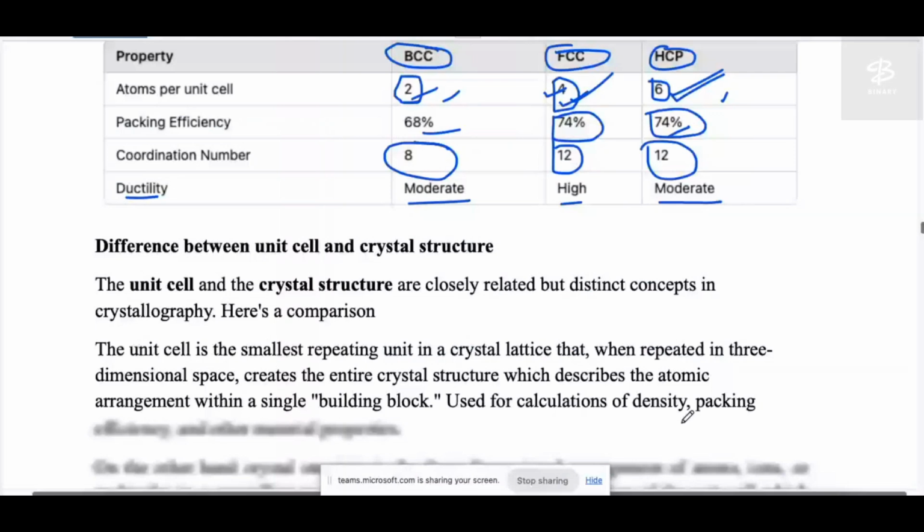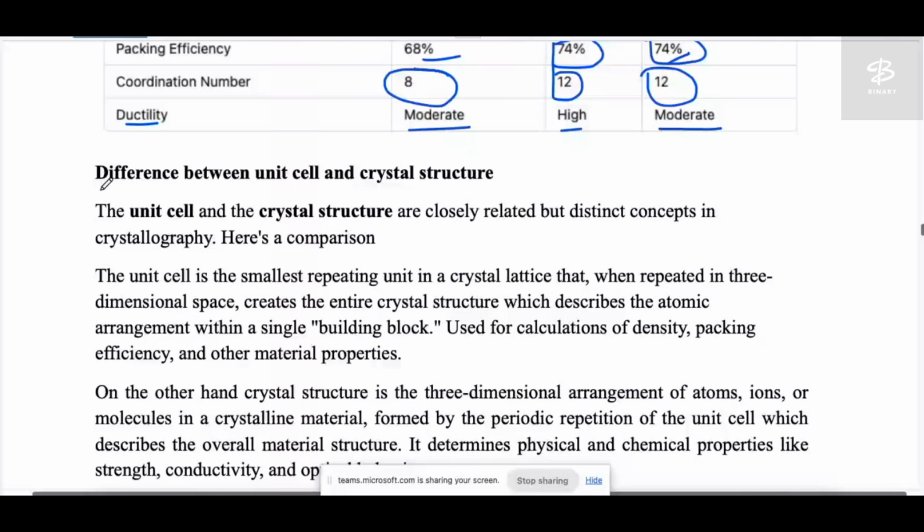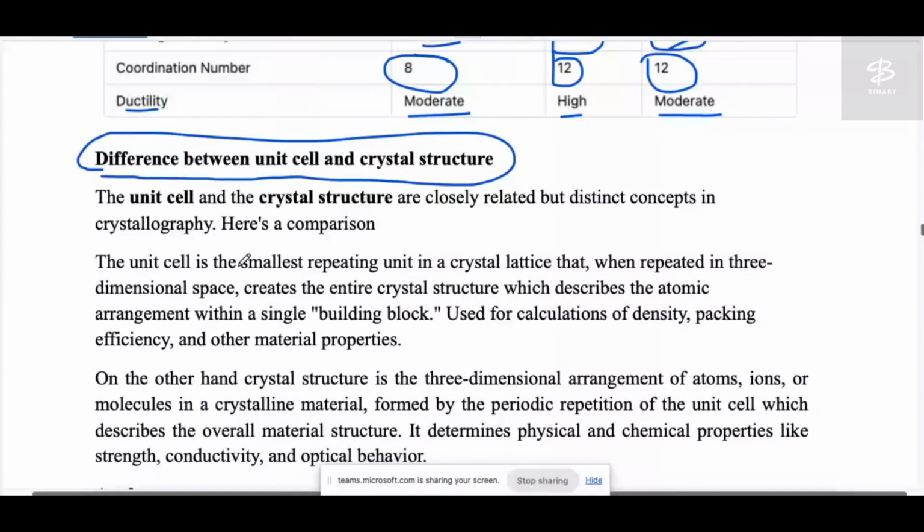Now we come to the point of the difference between the unit cell and crystal structures. What is the difference between these two? I already made this clear yesterday, but I would still like to read it here so that you have the repetition in your mind. The unit cell and the crystal structure are closely related but distinct concepts in crystallography. Here is a comparison.